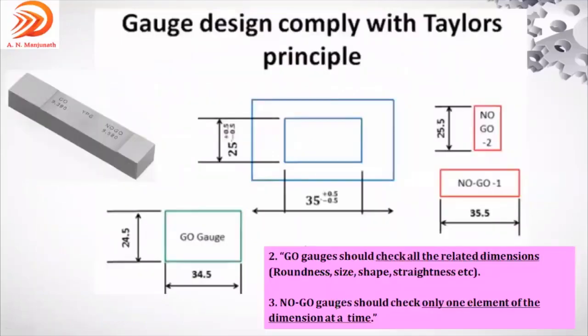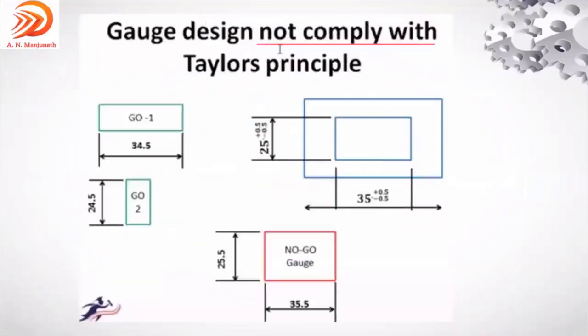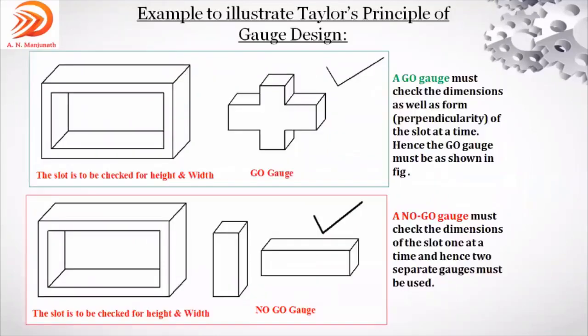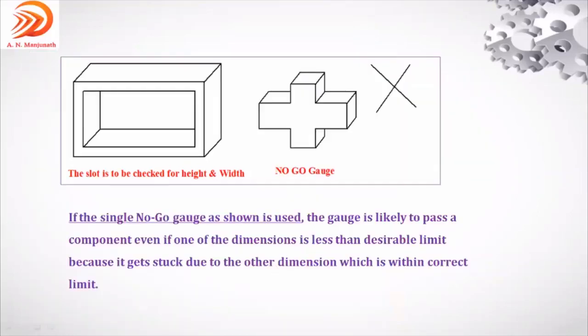It is not explained in depth like this in the textbook. It is a little bit confusing, so don't get confused. I have taken one or two examples so that you can understand in a much better way. Because of the statement given by Taylor, the gauges will be designed in this pattern. Go gauge, no-go gauge. This is the wrong one, and that is the right one.